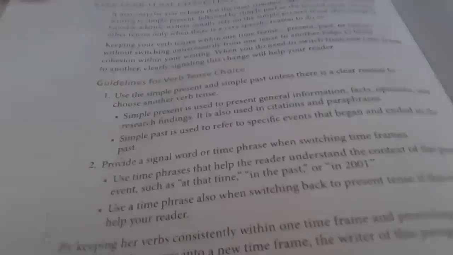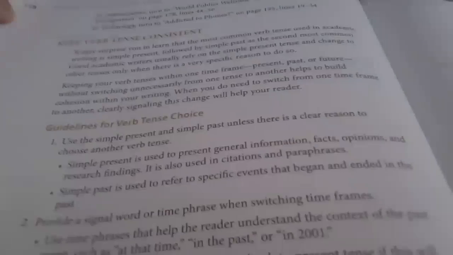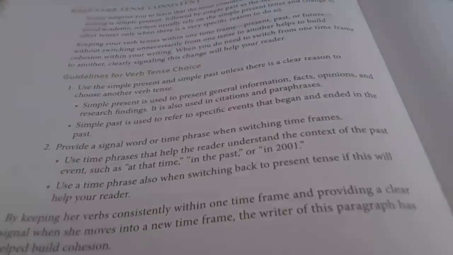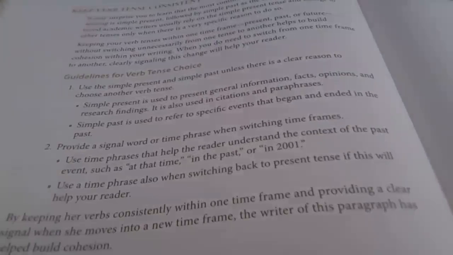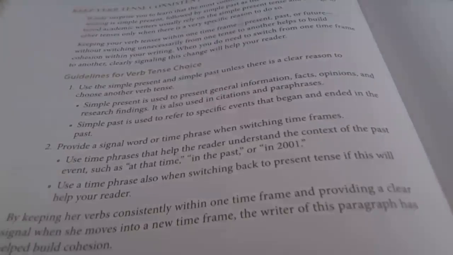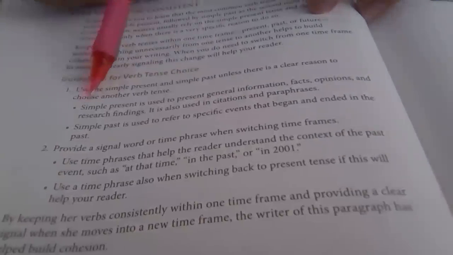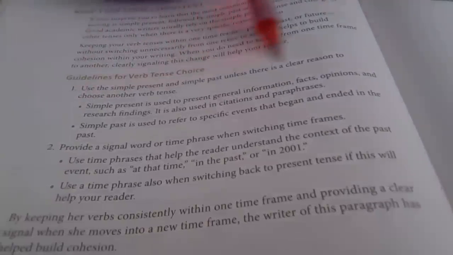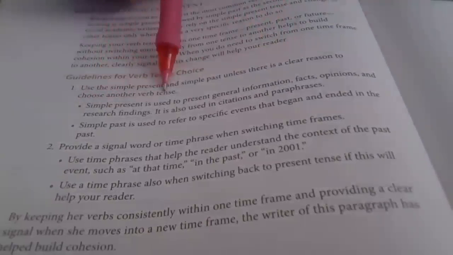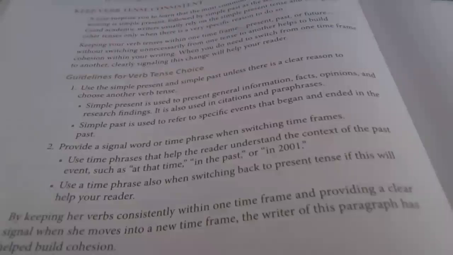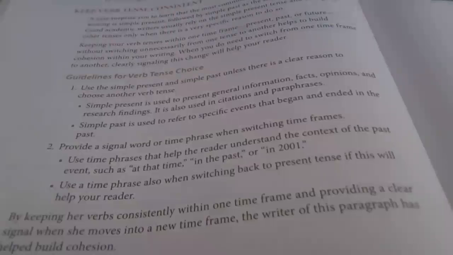Next page, keeping verb tenses consistent. Using verb tenses clearly is important, of course, because if you are describing something, like research, you have to let us know if this already happened or it's still happening. Is this already over? So number one, use simple present and simple past unless there's a clear reason to choose another verb tense. Remember, think about grammar, there are 12 verb forms. There's progressive, ing, like was going, is going, will be going.